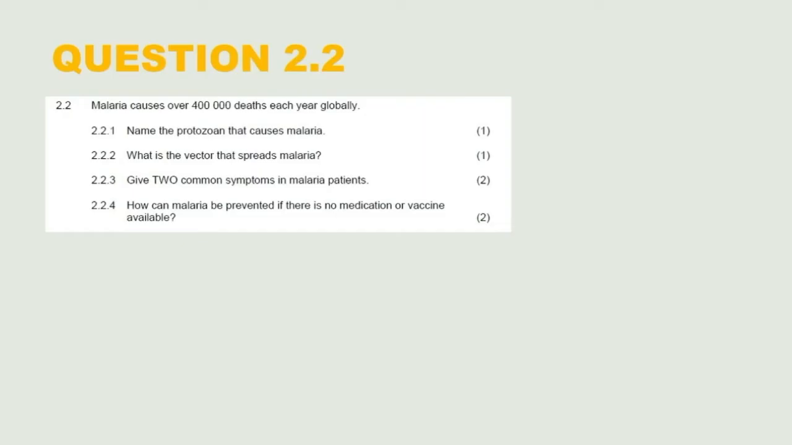Here it states that malaria causes over 400,000 deaths each year globally. They want us to answer the following questions. 2.2.1 wants us to name the protozoan that causes malaria. Then 2.2.2, what is the vector that spreads malaria? The vector is the intermediate, something before it reaches the host. 2.2.3, give 2 common symptoms in a malaria patient. And then 2.2.4, how can malaria be prevented if there's no medication or vaccine available?